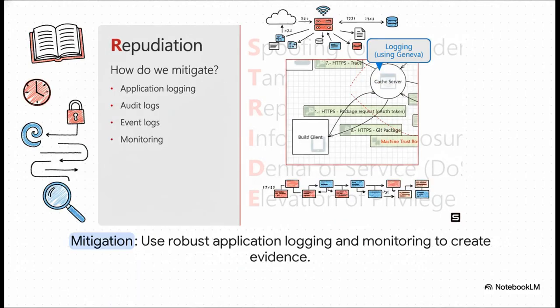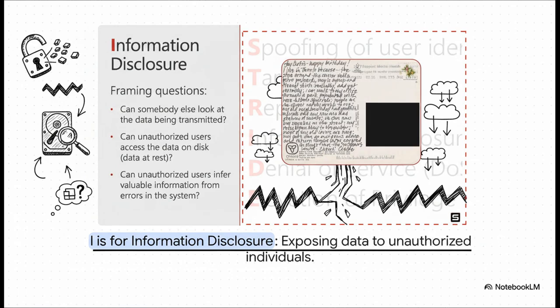The answer is logging, and lots of it. Robust application logging, detailed audit logs, and secure event logs all work together to create an undeniable paper trail. By recording who did what and when they did it, we make it pretty much impossible for users to credibly deny their actions.